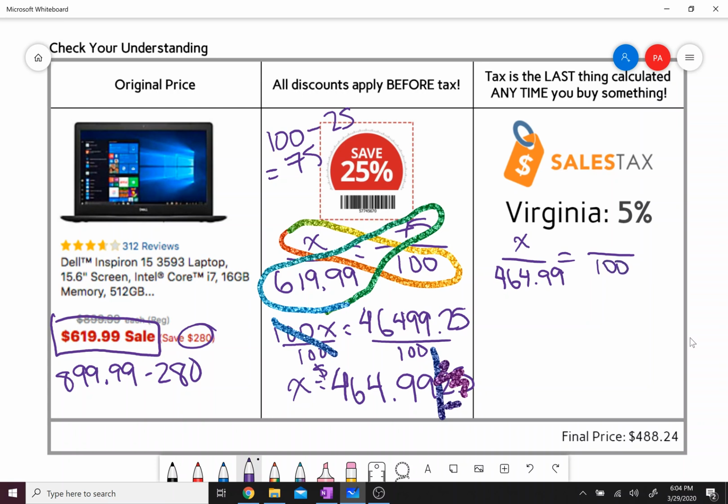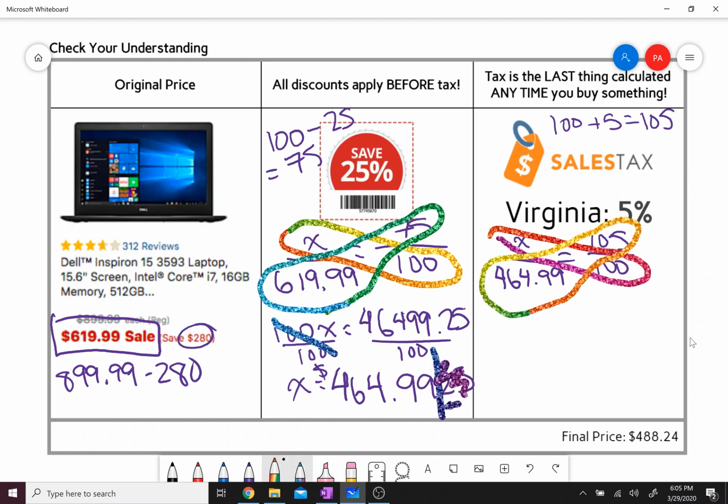Remember, we're starting with a fresh new whole, which means we're starting with a fresh new 100%. So that means we're going to do 100% plus 5% because it's 5% extra that we have to pay to get 105 is going to be our percent in this problem. We're going to solve by cross multiplying and dividing. So we're going to do 100 times X and 105 times $464.99. X times 100 is 100X.